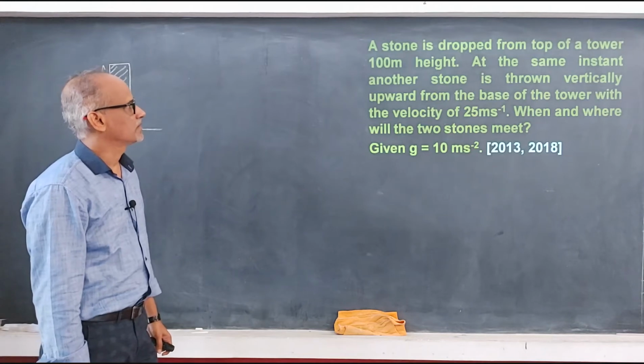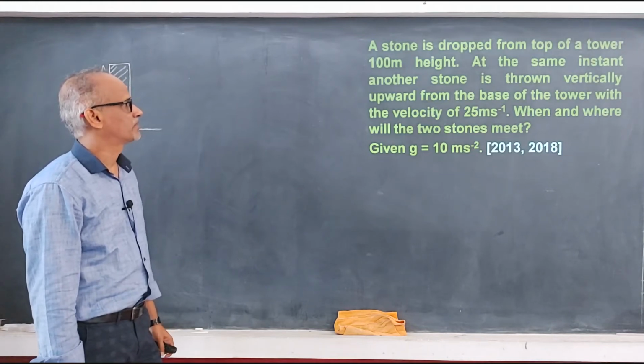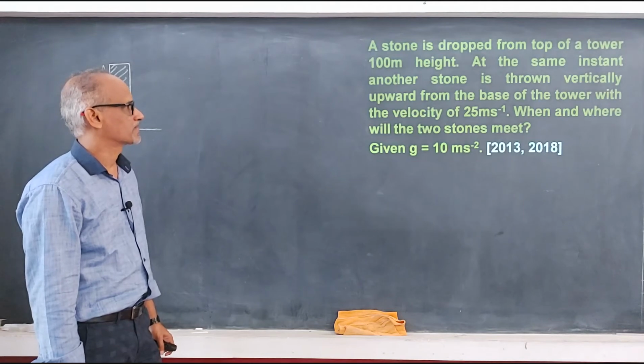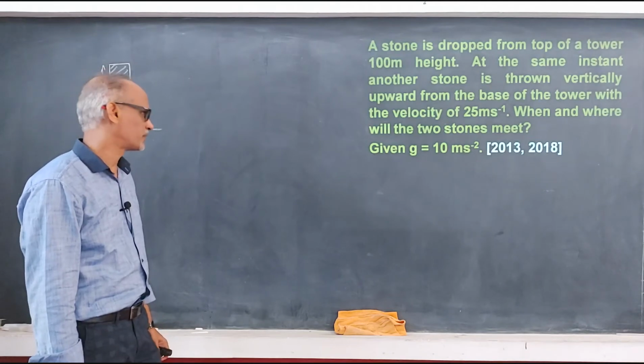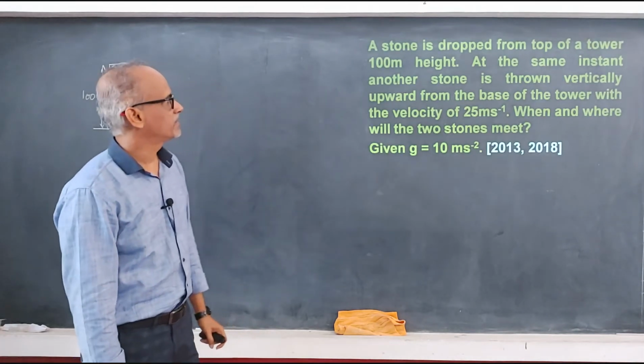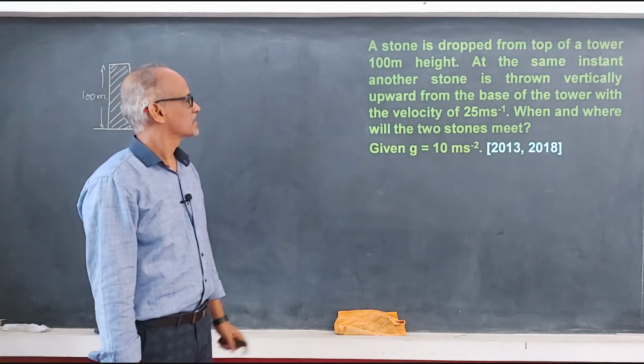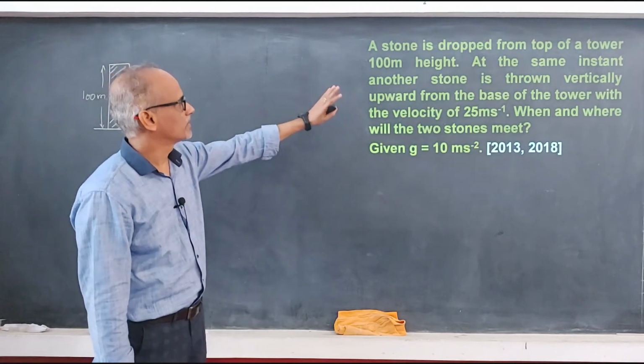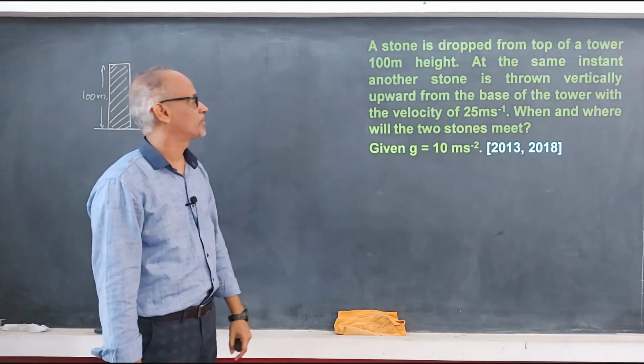It is given that at the same instant another stone is thrown vertically upward from the base of the tower with the velocity of 25 meter per second. When and where will the two stones meet? Okay. So there is one statement which is missing. It's given that a stone is dropped. Okay, it's clear, right? A stone is dropped from the top of the tower.